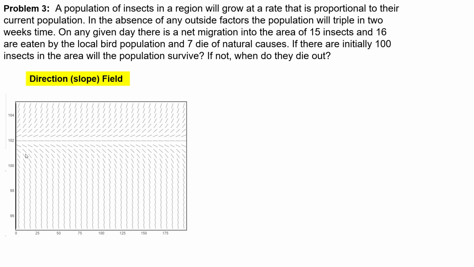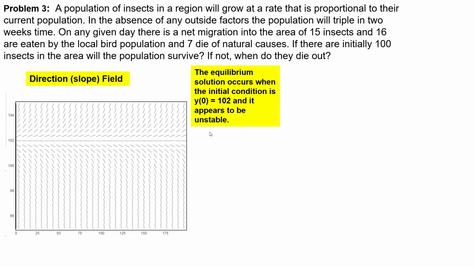So if you're starting with 100 insects, you are doomed. Your insect population is doomed to die in 50 days. If you're starting above 102, your population will grow forever. So that little change in initial condition ended up being consequential. And then you can test. The equilibrium solution occurs at y equals 0, which is 102. So if your population actually starts at 102, it's going to stay the same, because equilibrium solution means y prime is 0.